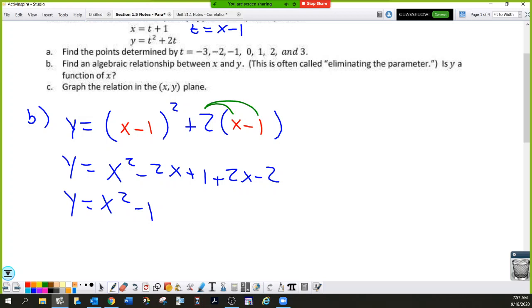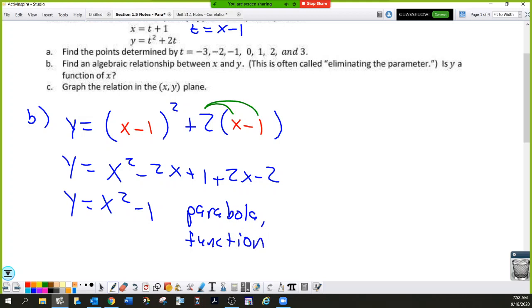So is y a function of x? Y equals x squared minus 1. Is that a function? Yes, it is. It's a parabola. So yes. Yep, it's a function.